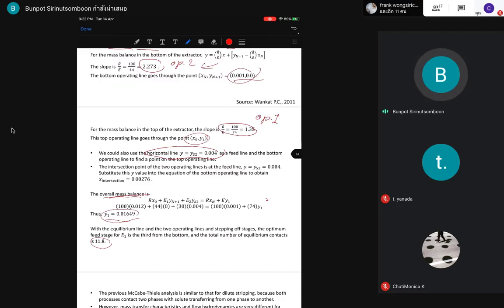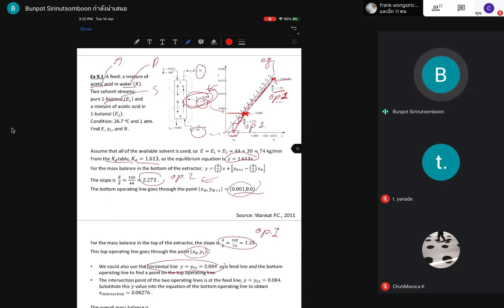Again, this problem is a little bit complex because of the feed in the middle. But as long as you stick to the procedure, draw the equilibrium line, draw the operating lines, then you can use the McCabe-Thiele method and find the number of stages.